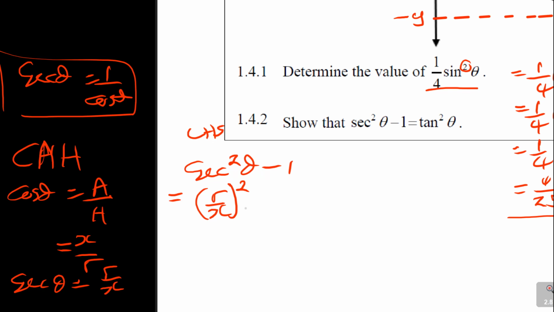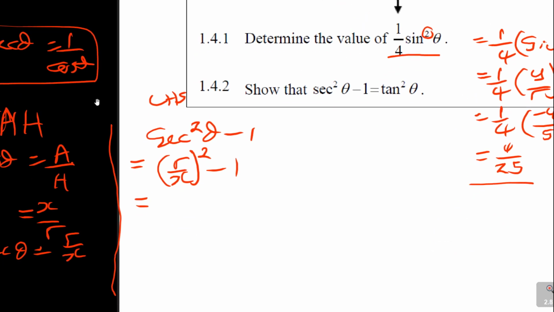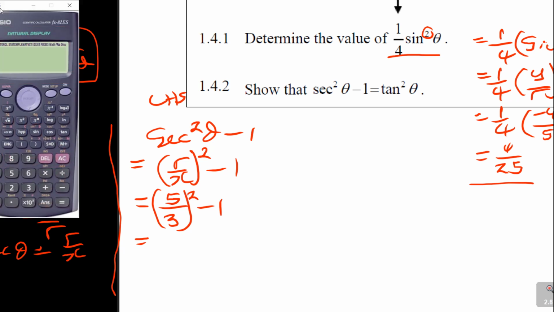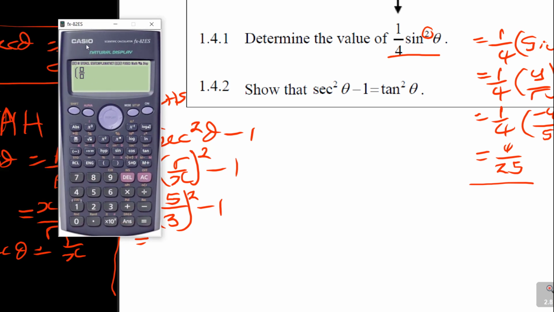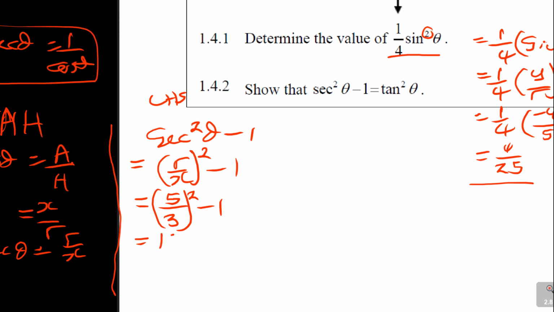Then minus 1, which is equal to, let me divide that. What is r? We just discovered r was 5 and x was 3. So this will be 5 over 3 squared minus 1. Let me do that. It's 5 over 3 squared minus 1. What do I get? I get 16 over 9. Alright, so this is what we have.